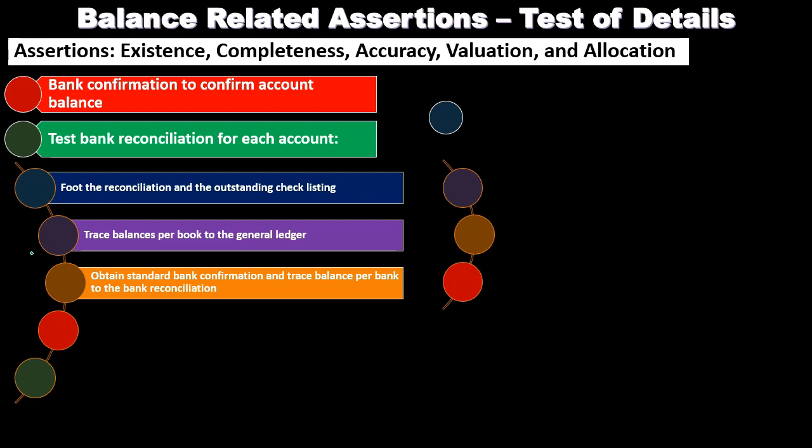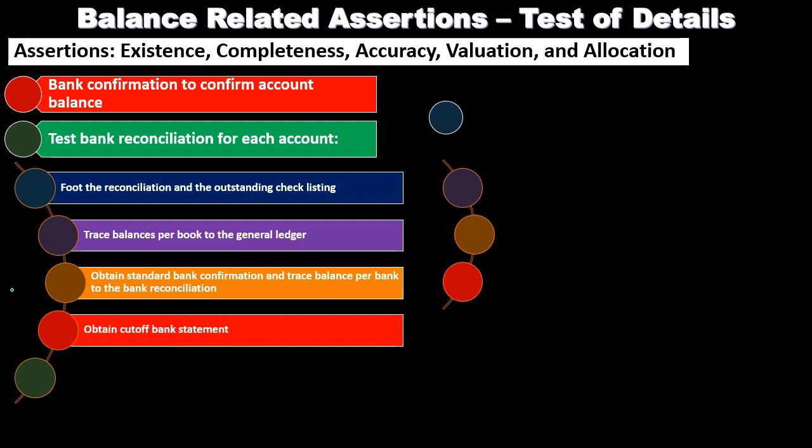Obtain a standard bank confirmation and trace the balance per bank to the bank reconciliation. So this is where our confirmation comes into play. We got a confirmation that's different than the reconciliation. The reconciliation is the worksheet that the company prepares internally. The confirmation is something where the auditor went directly to the bank to get the balance. So we're going to take that confirmation and tie it out to the amount being recorded as the bank balance, which of course should also tie out to the bank statement. But the bank statement is not as reliable as evidence.